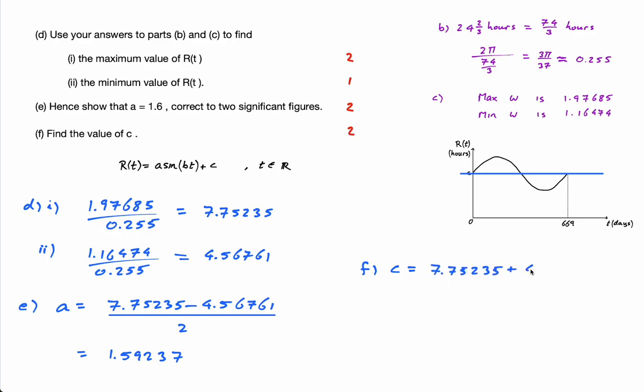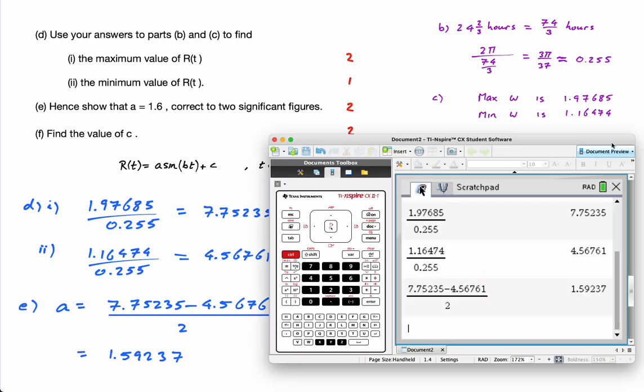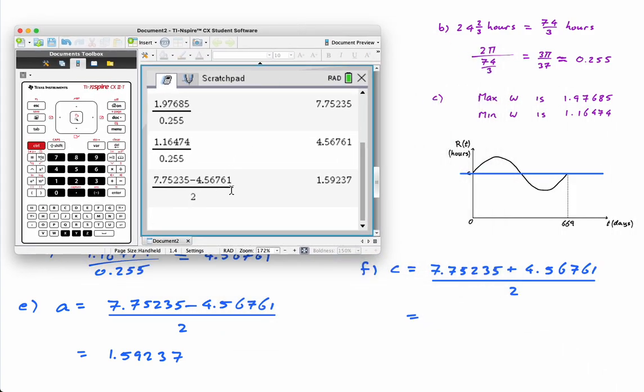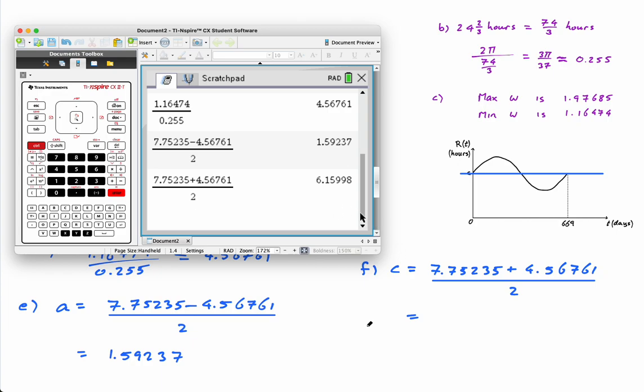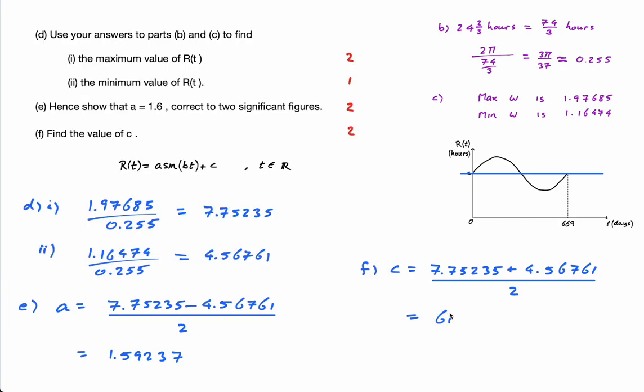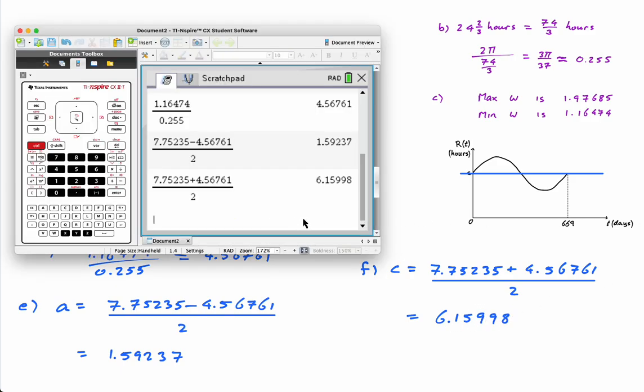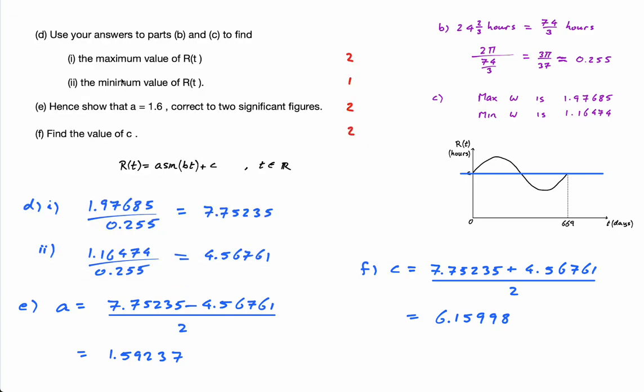So it's 7.75235 plus 4.56761, all over 2. I'm just going to copy and paste this and change the sign to plus. That gives 6.15998. Okay, that's parts D, E, and F.